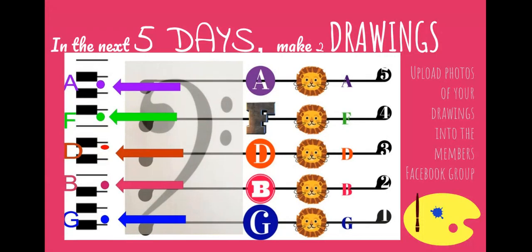Now, another exercise for you to do in the next 5 days is to make 2 drawings. Draw your staff with a bass clef on it, draw your 5 notes on the lines, put the letter names next to them, draw your piano keyboard, draw the notes on the piano keyboard, and use an arrow to link them from the piano keyboard to the staff.